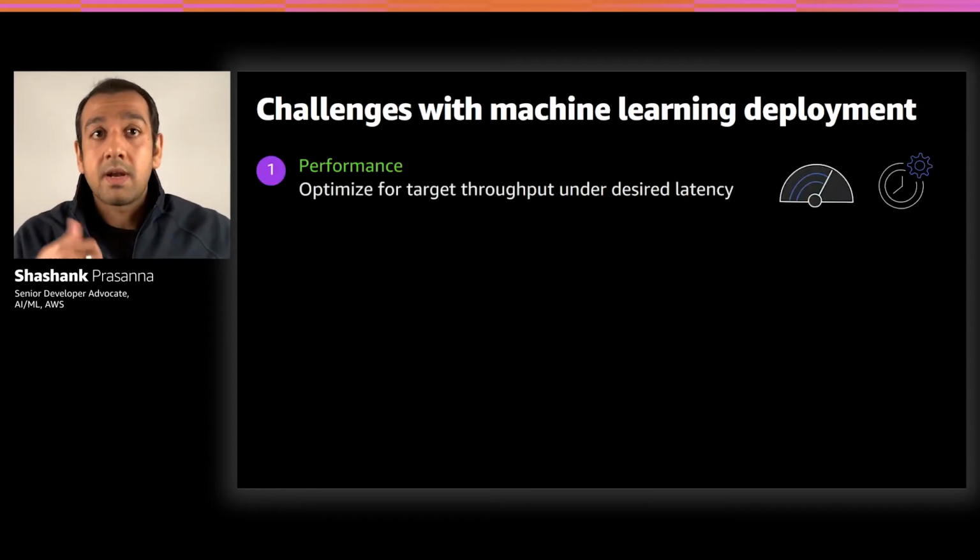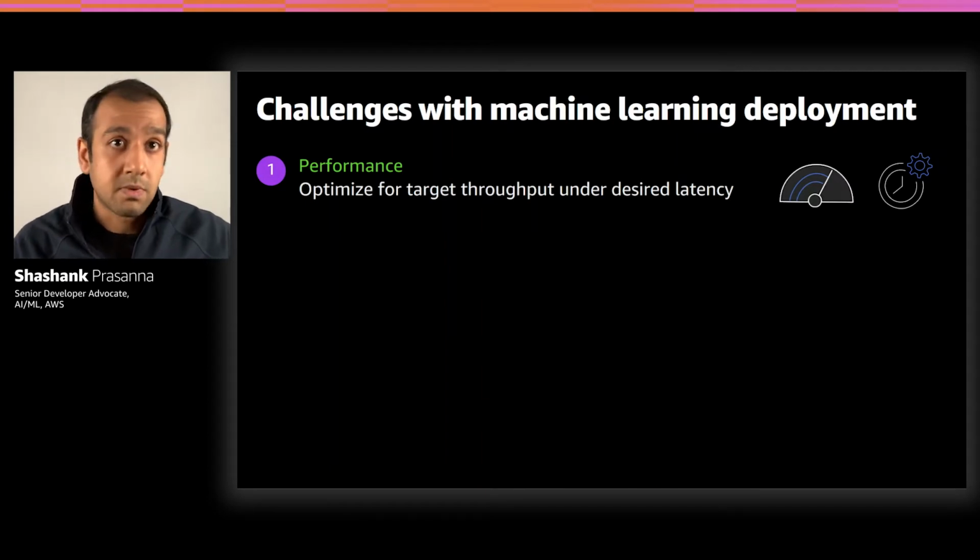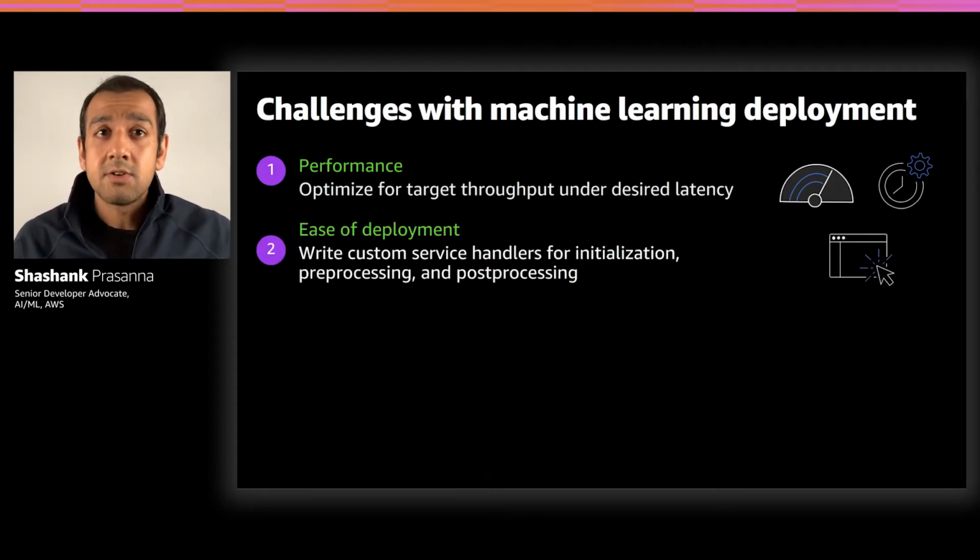Performance is very important as you're considering deploying, because you need good throughput to make sure that you're catering inference requests to a large number of customers, but also you want low latency results, especially if you're deploying things like conversational assistants or other latency sensitive applications. You also want it to be easy to deploy.